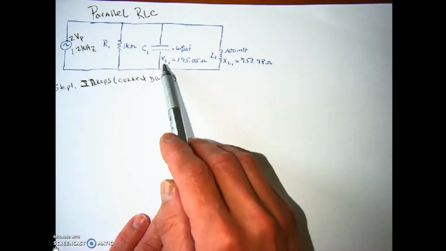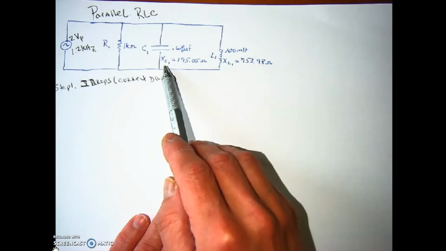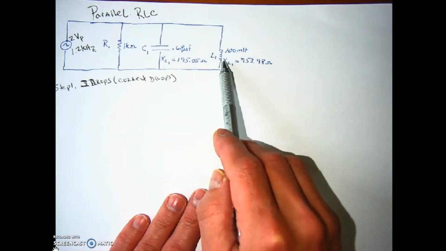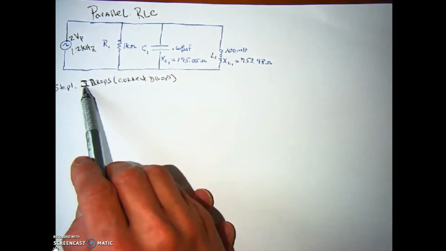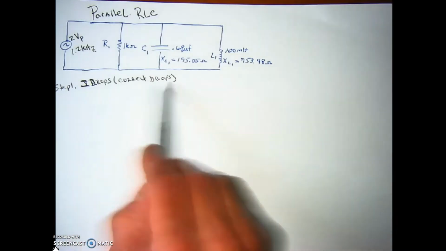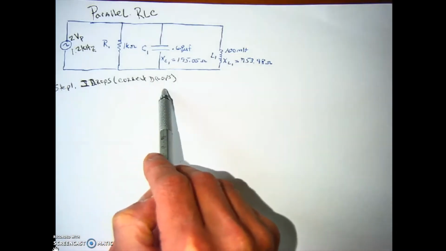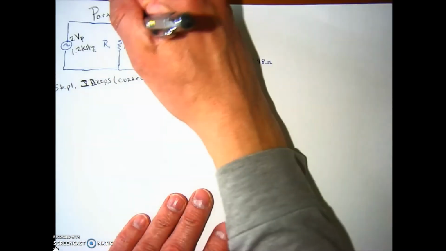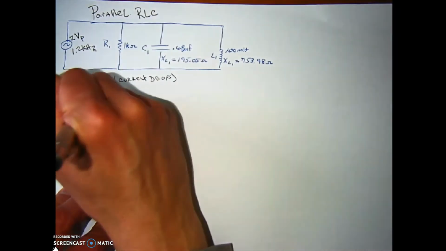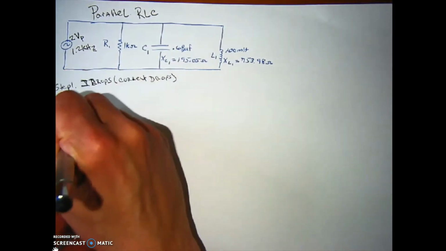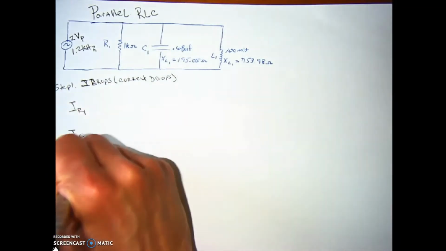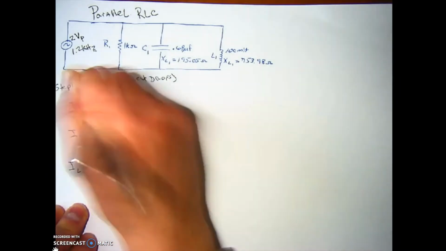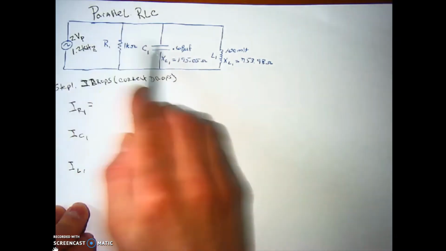And remember that the capacitive reactance is 1 over 2 pi f C, and inductive reactance is 2 pi f L. For step one, we want to solve for the current drops. Remember, that's because for each one of these circuits, we're going to have IR1, IC1, and IL1. They're in a parallel circuit, so the voltage is the same.